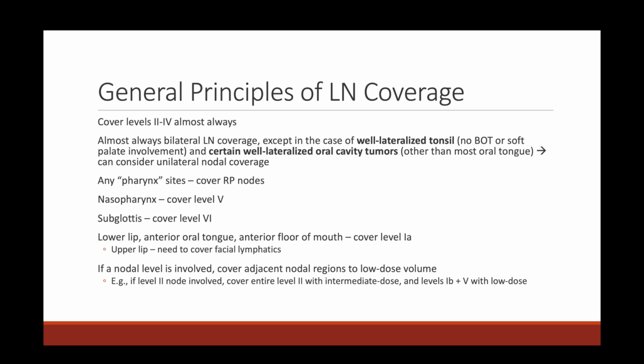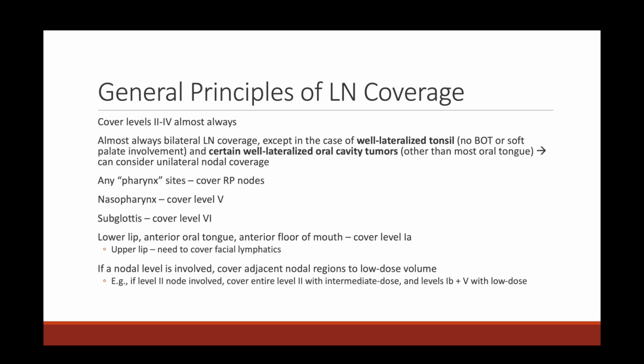but there are certain oral cavity tumors where we also think about adding level 1A, which are the submental nodes. So those are areas like the lower lip, the anterior oral tongue, and the anterior floor of mouth. We think about covering level 1A. For tumors of the upper lip, they can actually drain to our facial lymphatics, and so we need to cover the facial lymphatics.